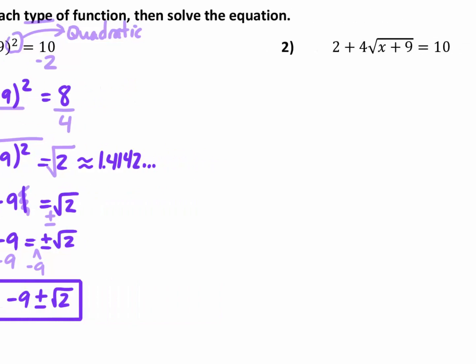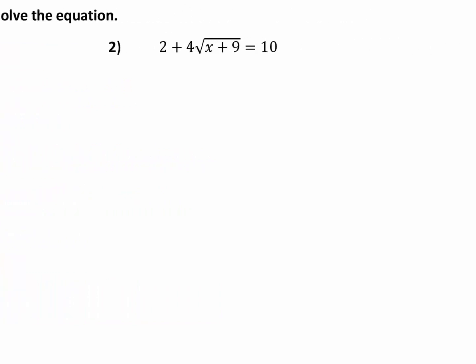Let's take a look at question number 2. This problem seems kind of similar, actually. It's 2 plus 4 times a square root. X plus 9 is underneath that square root. That's the radicand, and that's equal to 10. So actually, the first step would be exactly the same.